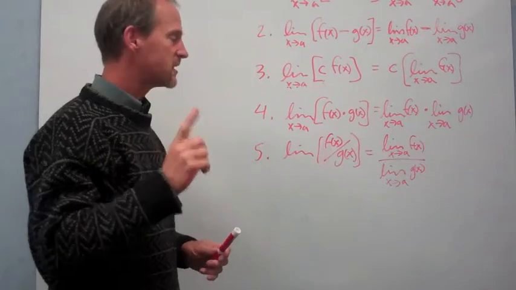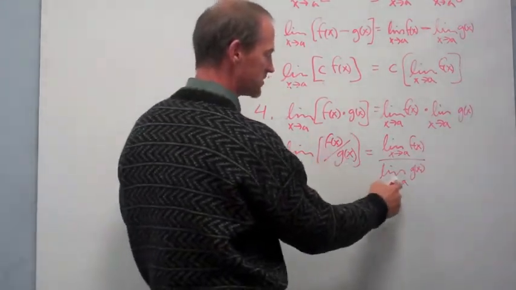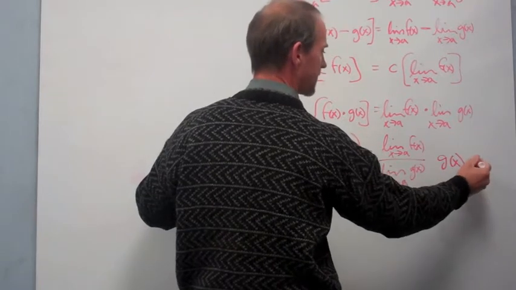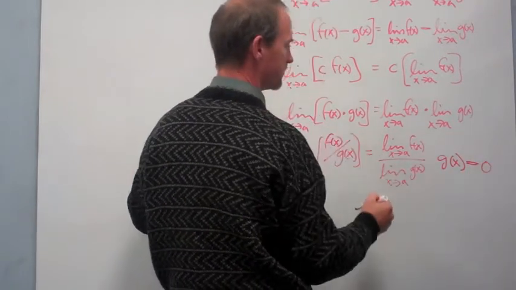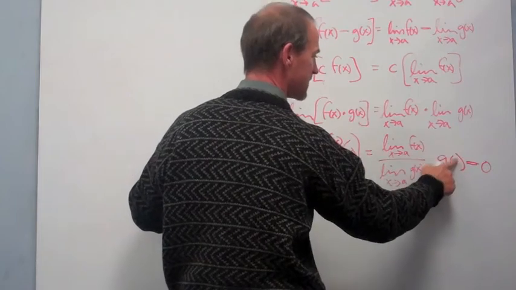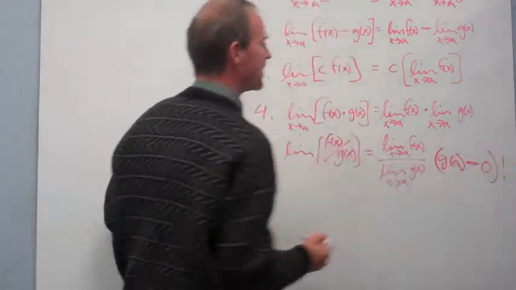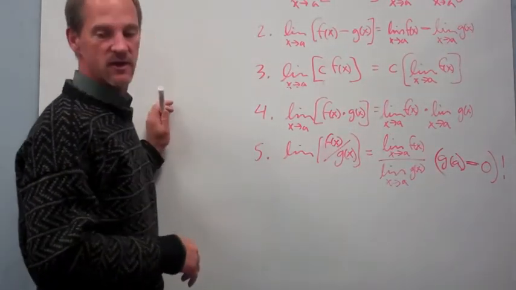But there's one really important detail, and that is, of course, we don't like division by 0, so g of x cannot be equal to 0 when we plug in a. G of a cannot be equal to 0. All right? So just be aware of that. All right? So there are those 5 limit laws.